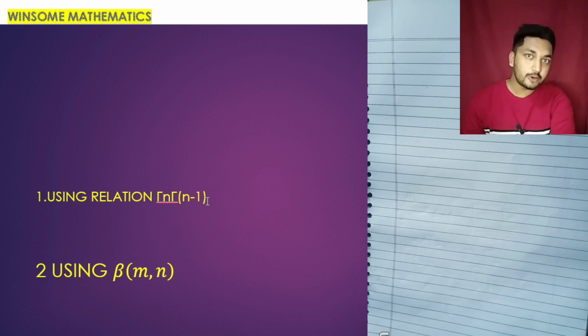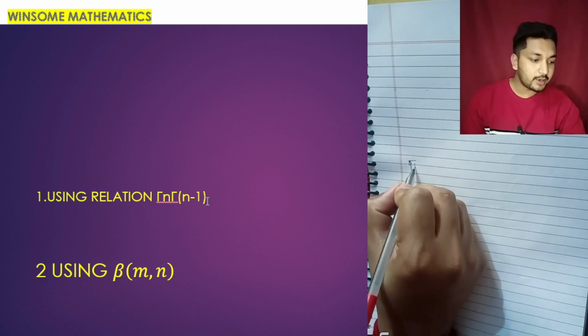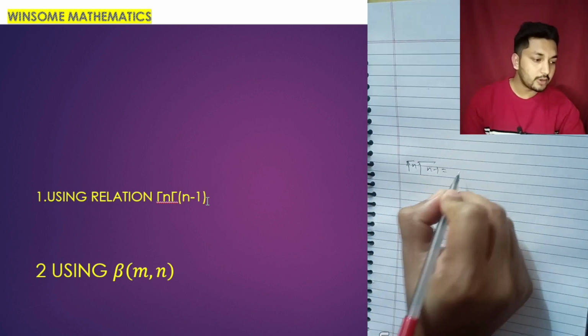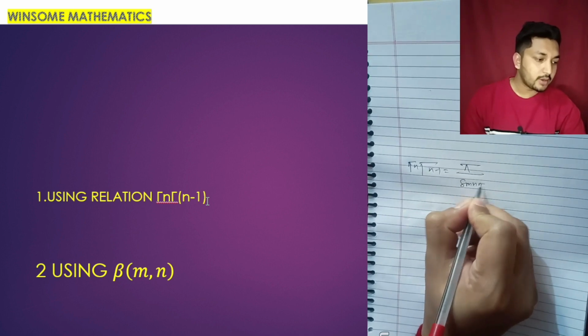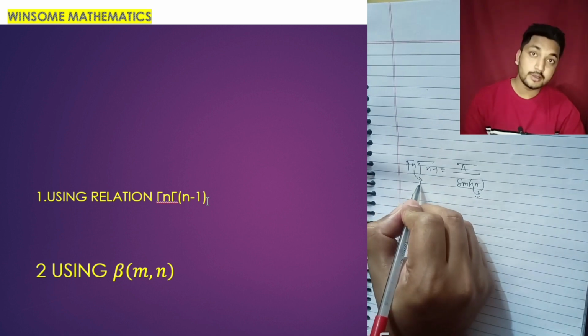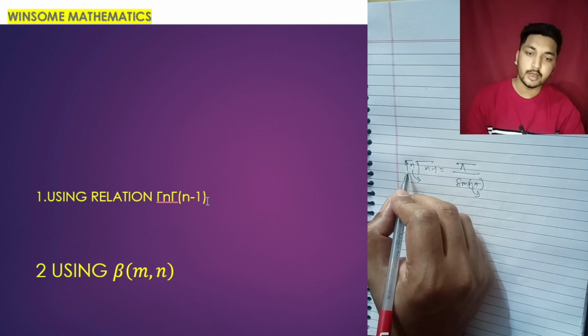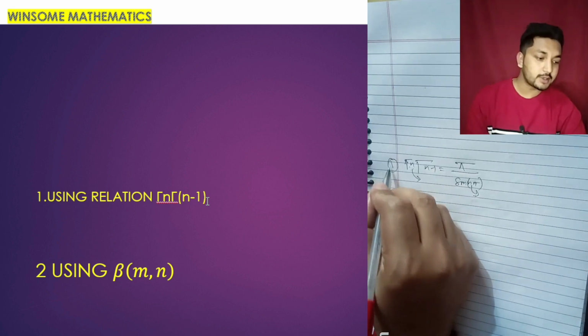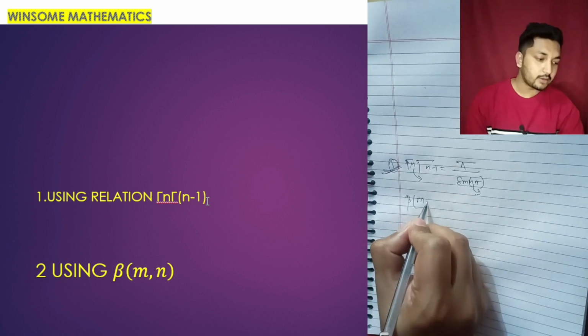Yes, it is. This is equal to pi upon sine n pi. Very good, because we have learned that gamma n into gamma 1 minus n is equal to pi upon sine n pi. And what is the n here? n is this n, the one used inside the gamma function. This was our first approach, and the second approach is using beta m n.